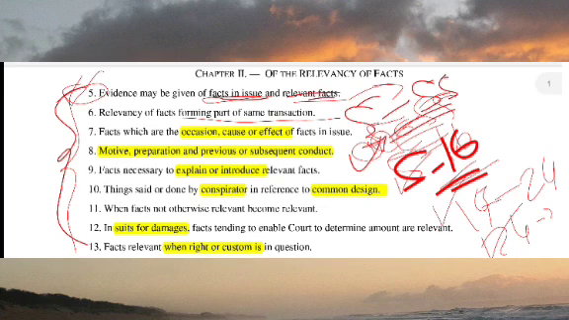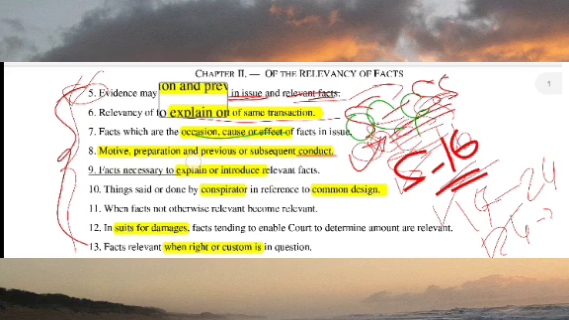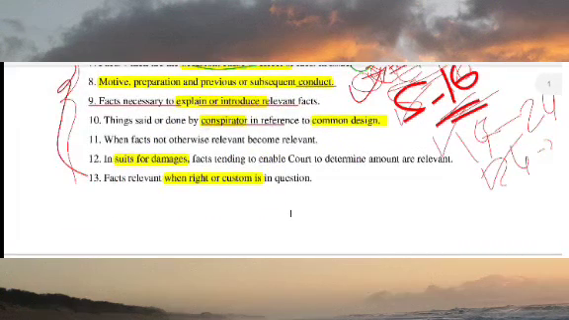Section 6 deals with res gestae, acts forming part of the same transaction. Section 7 is occasion, cause and effect, OCE. 8 is motive, preparation and conduct, previous and subsequent. 9 is relating to facts necessary to explain or introduce relevant facts, which includes the test identification parade. 10 is relating to conspirators, things said and done by conspirators in reference to their common design.